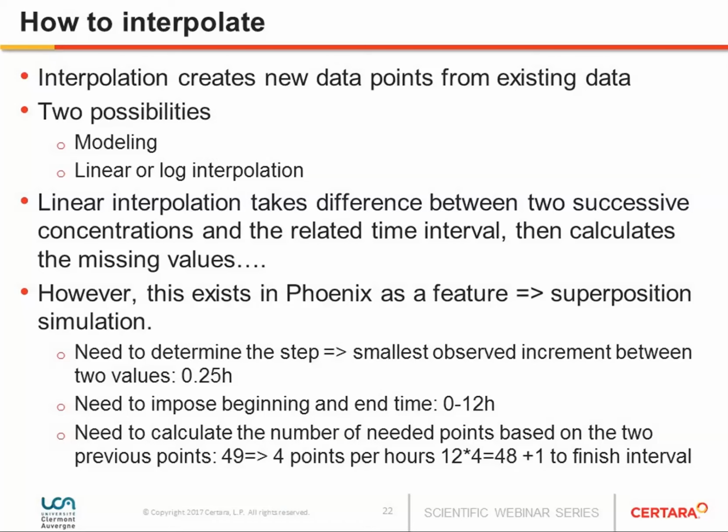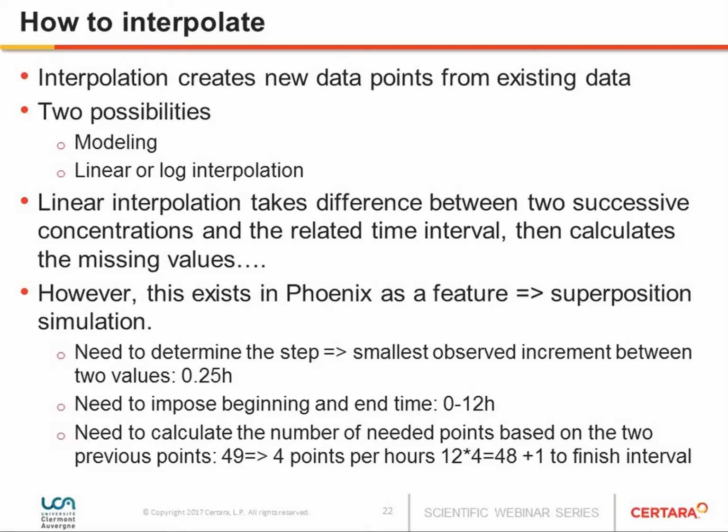Then you need to calculate the time from the beginning to the end, that means how many samples you need to interpolate from which time span. In this case, I go from 0 to 12 hours, that means I need to have values every 15 minutes. I need 49 values. Be careful, it's not 48, it's 49. 48 will be correct if you start at 0.25, but you would start from 0. So that means it's an interval problem. You need to have 48 plus 1 to finish the interval.